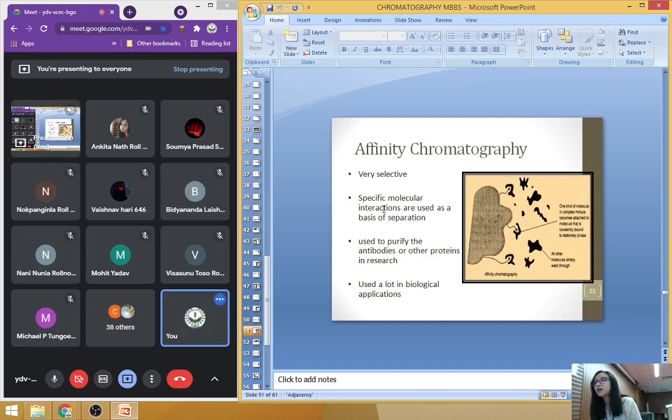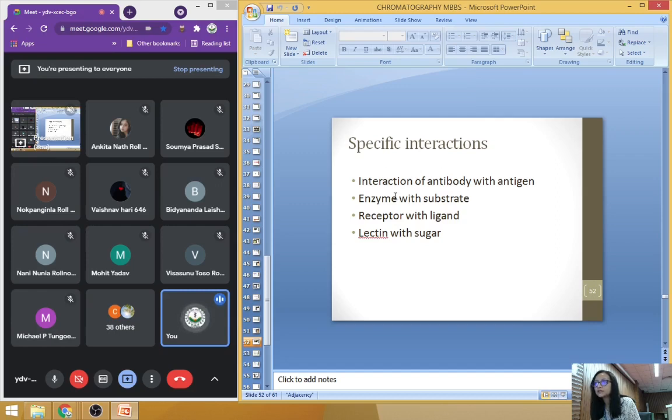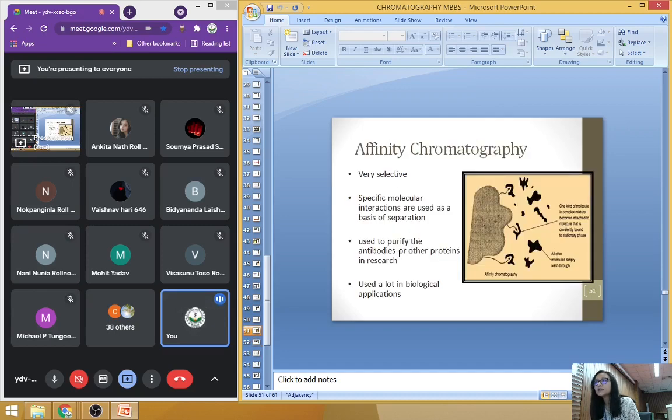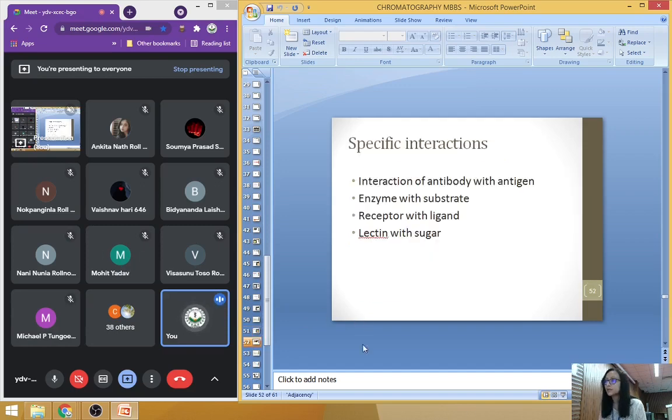Now coming to affinity chromatography. Affinity chromatography is one of the techniques that is very selective, and the principle is based on specific molecular interactions. The various specific interactions are interaction of antibody with antigen, of enzyme with substrate, of a receptor with a ligand, and of lectins with sugar. This affinity chromatography is used to purify antibodies or other proteins that are used in research, and this is used a lot in biological applications.